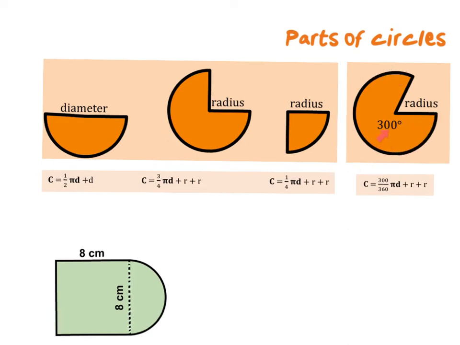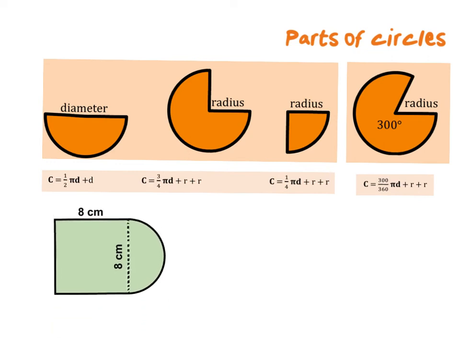And all that you need to remember is that since the degrees in a full circle is 360, and this is only 300, the fraction of the circumference that you're going to calculate is 300/360ths times pi times diameter. So that gives us the circumference, and to close up the shape, plus radius plus radius.